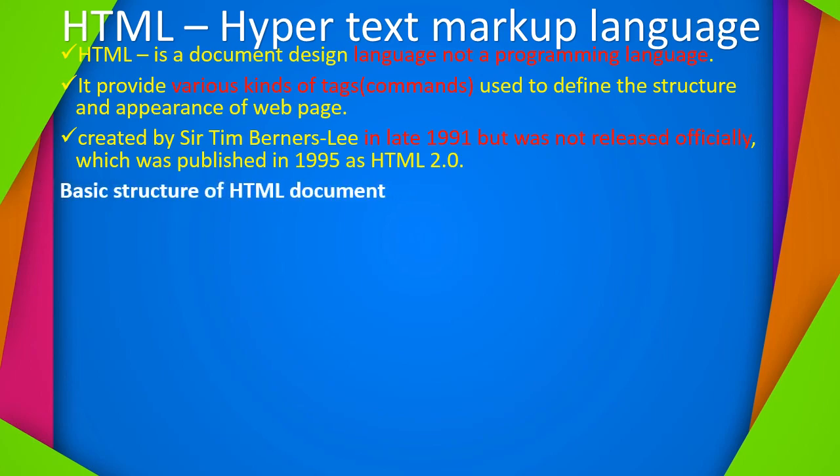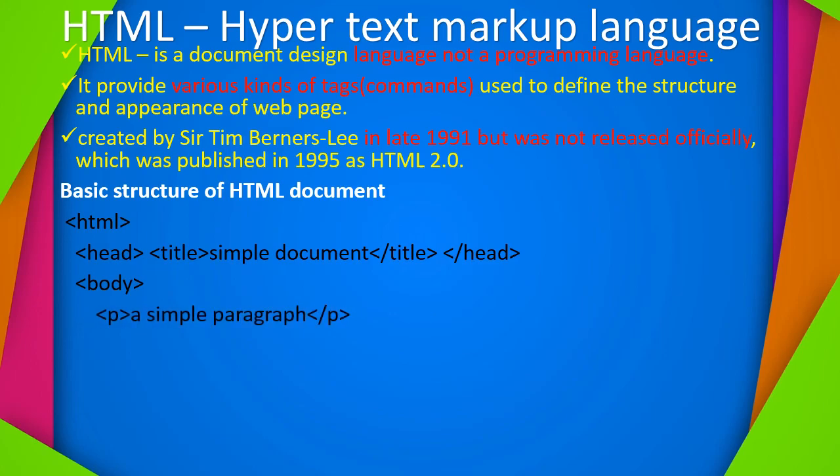The structure of HTML first starts with the HTML tag, and it has two parts, head and body. Head has the subtag title to display the title of the page, and the body tag contains all the content displayed in the web page. If you want to display any content in the web page, that content should be placed between the body tags.